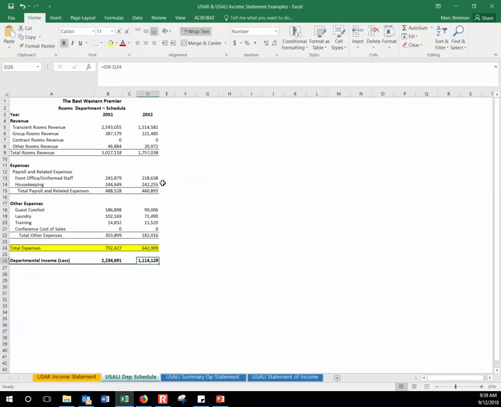Now for our USALI departmental schedule, we're comparing our rooms revenue for this department to our total rooms revenue. Again, just remember that you can multiply it by 100 to make it a percentage, but because we're in Excel, we'll just hit the percentage button and add 2 decimal places.